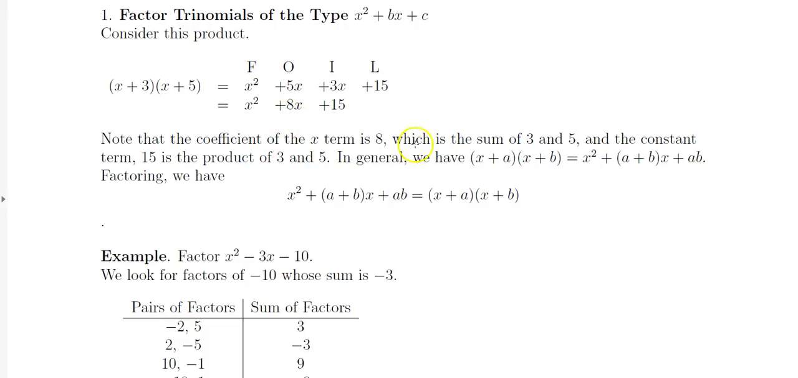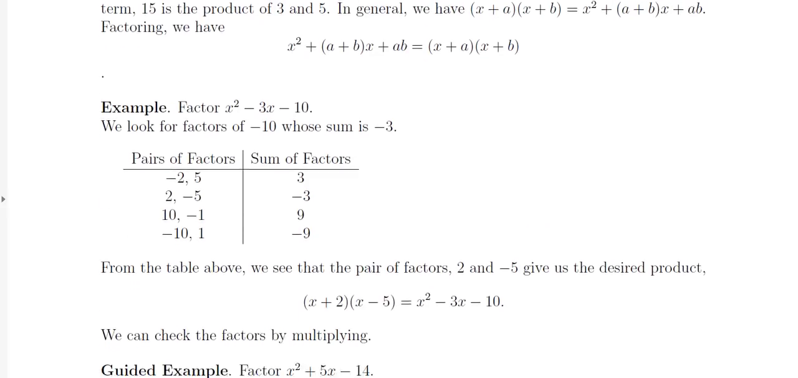In general, if we have x plus a times x plus b, we'll have x squared plus a plus b times x, that comes from the outers and the inners, plus the product of the last terms. So what we want to look for are factors of the last term that add up to the middle term. We'll take a look at this idea in the following example.